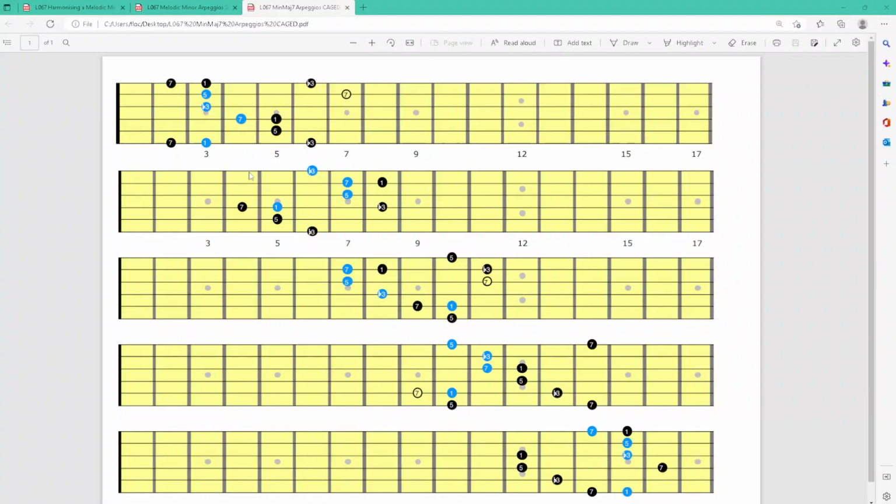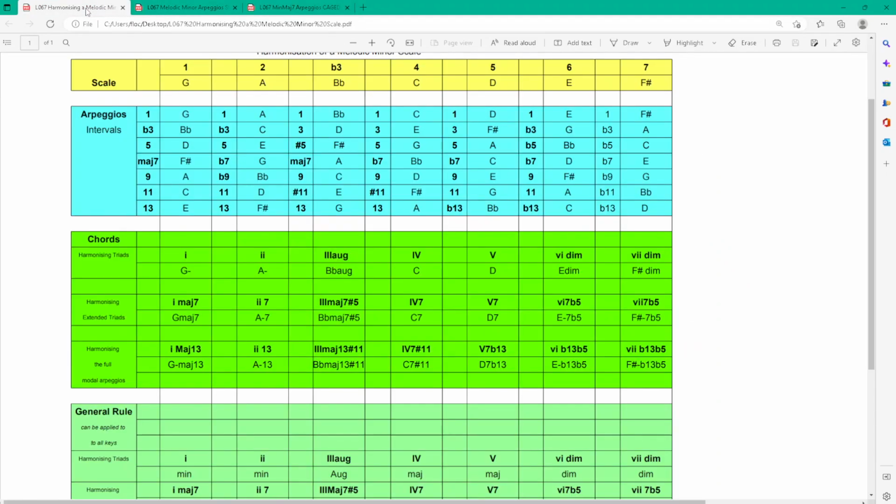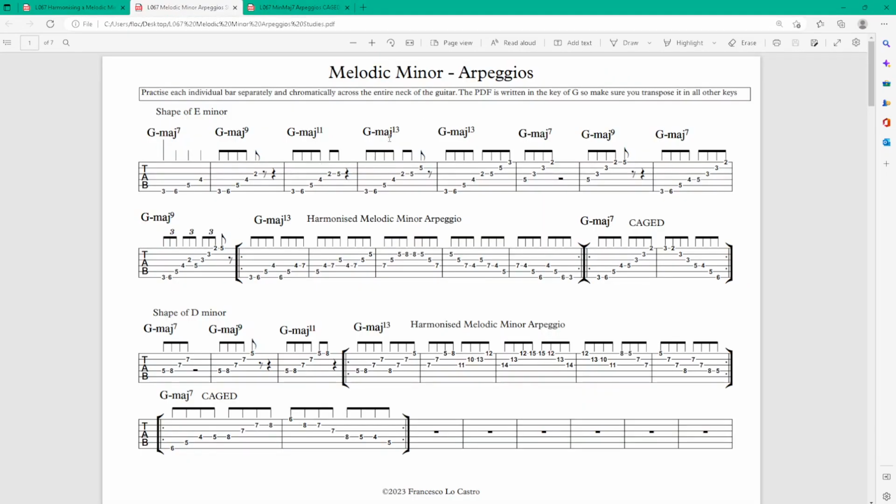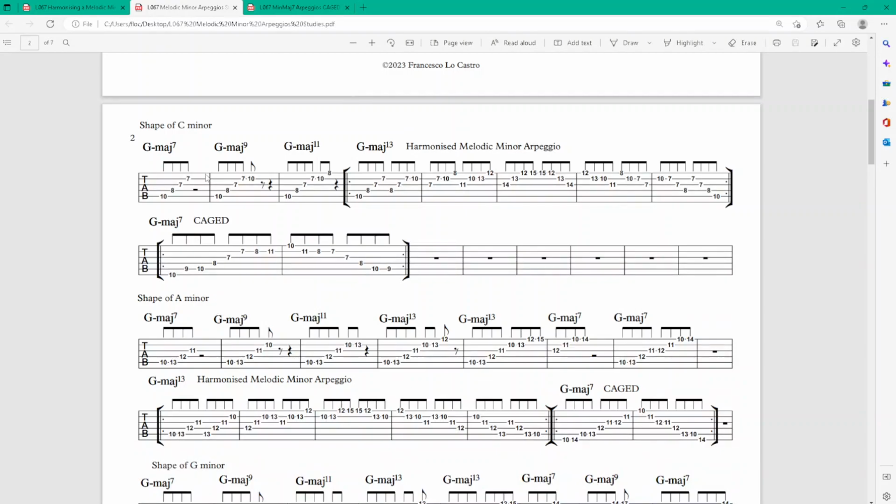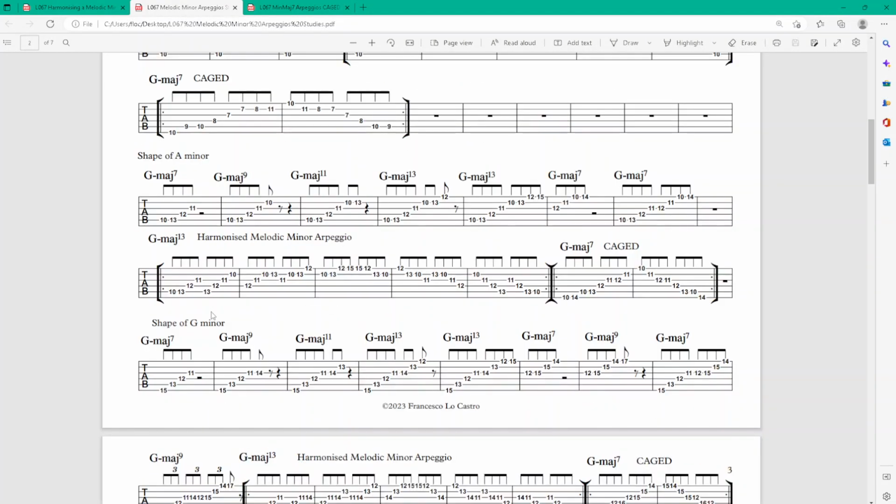It's a nice sounding arpeggio. So here you have the 5 shapes as you know, as for the cage system. This is the second one I was just playing you. And more importantly, you have this PDF. Let me find it here. Now these are shape of E minor arpeggios, shape of D minor arpeggios, shape of C minor, shape of A minor, shape of G minor.